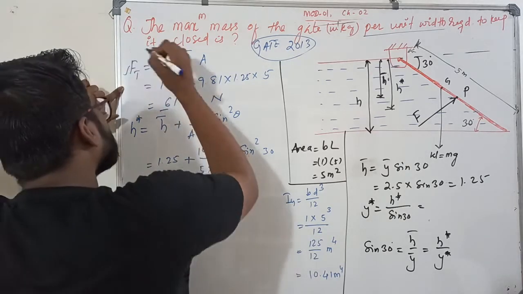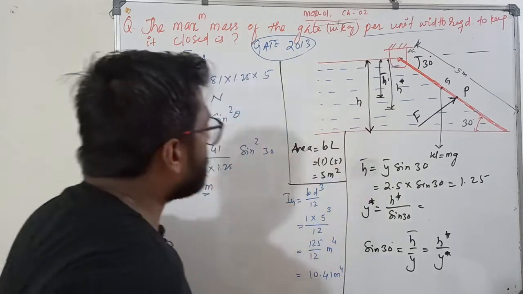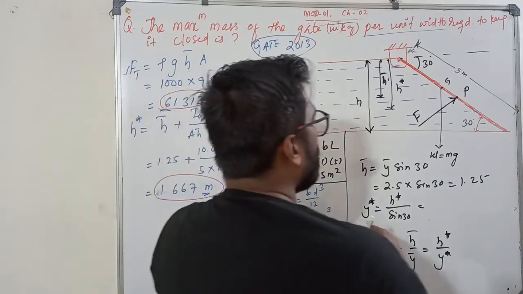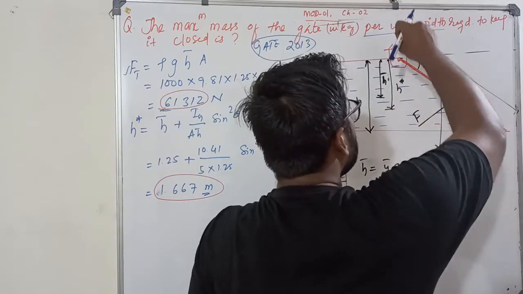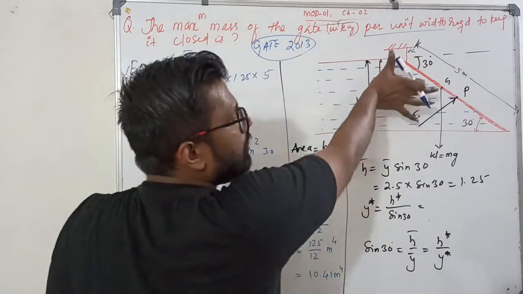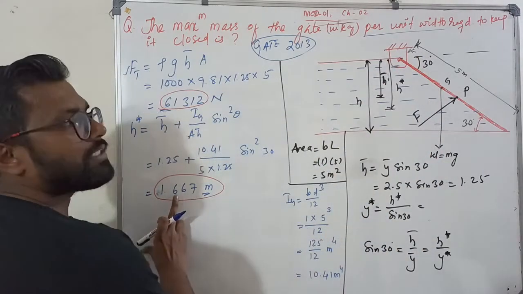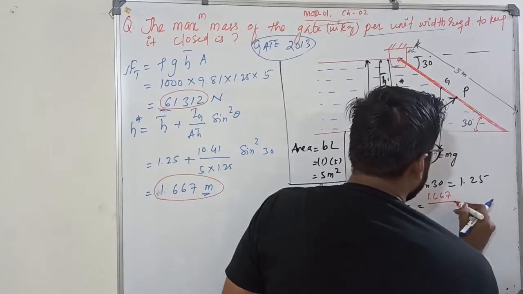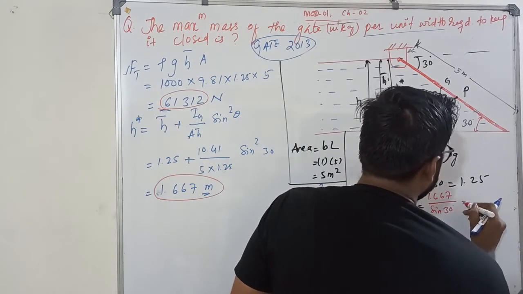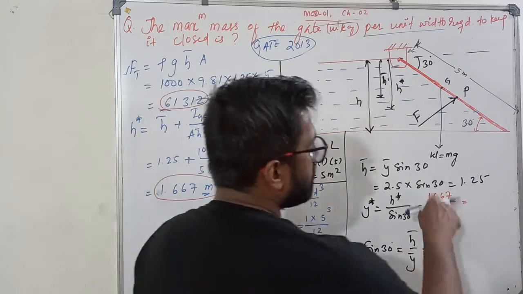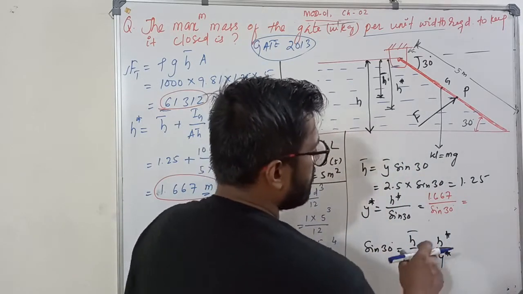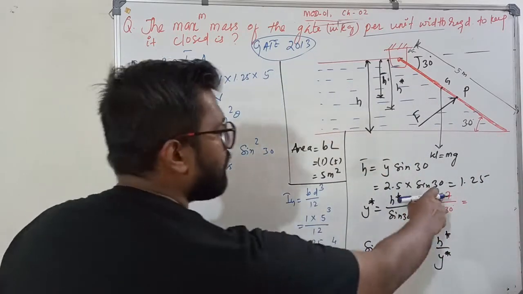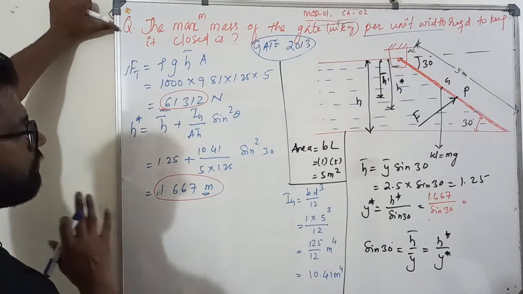So the total force is 61312 Newton, and the total force is concentrated at a depth of 1.667 meter from the free surface. From the free surface, not this slant height. This vertical height is 1.667. So slant height, Y star, will be 1.667 divided by sin 30. So how much will you get? Make it 3.3, I think you will get. Some value you will get there. You write that.